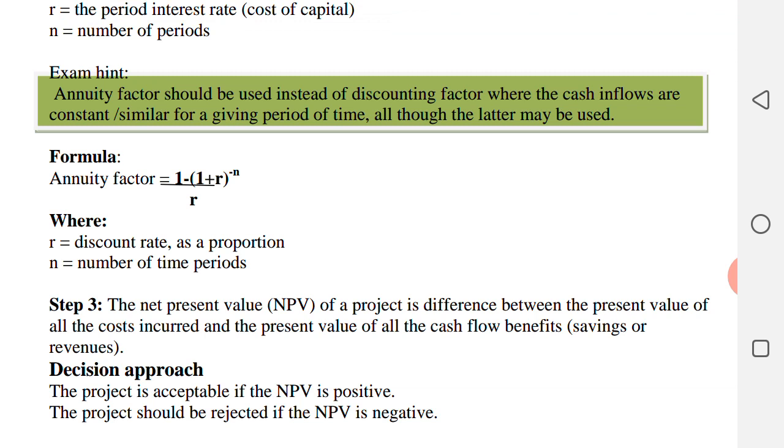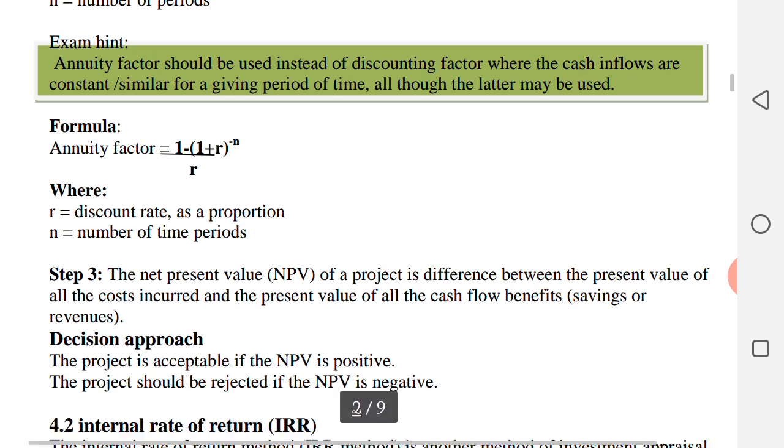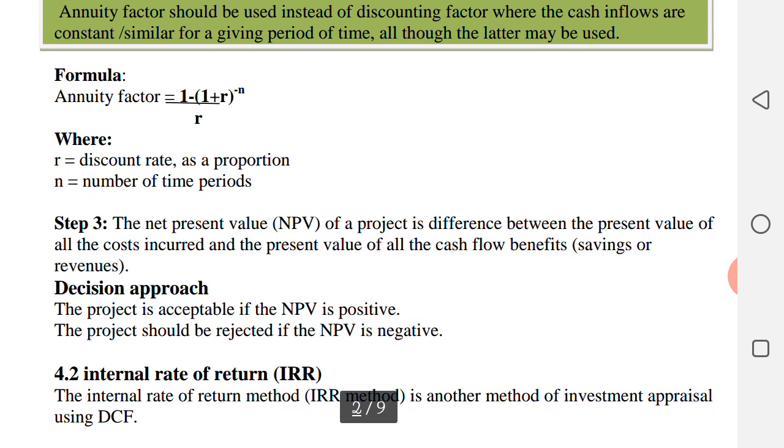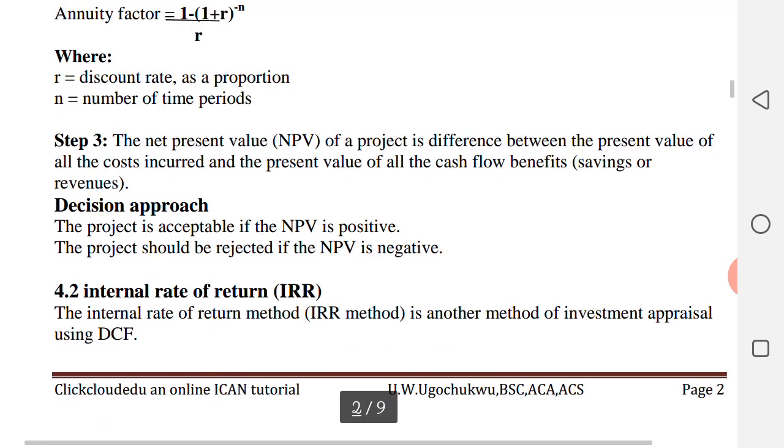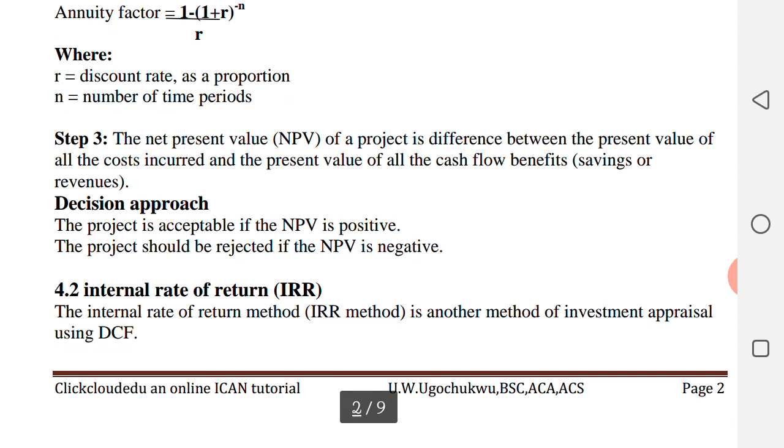You get your factor, then you multiply it with the annuity, which is the amount you receive every year. It will give us the present value of that annuity. Now the step 3 here is that you look for the NPV of the project.